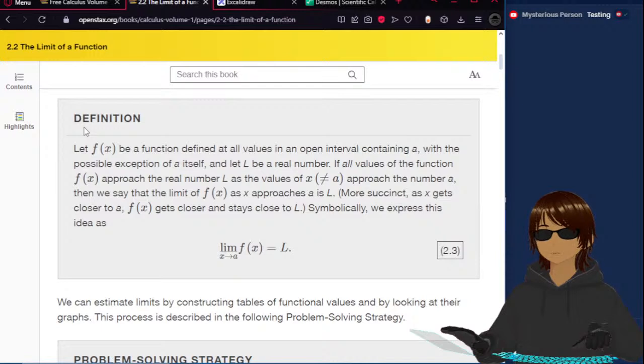Okay, definition. Let f of x be a function defined at all values in an open interval containing a, with the possible exception of a itself. Let L be a real number. If all values of the function f of x approach the real number L as the values of x, not equal to a, approach a, then we say that the limit of f of x as x approaches a is L.